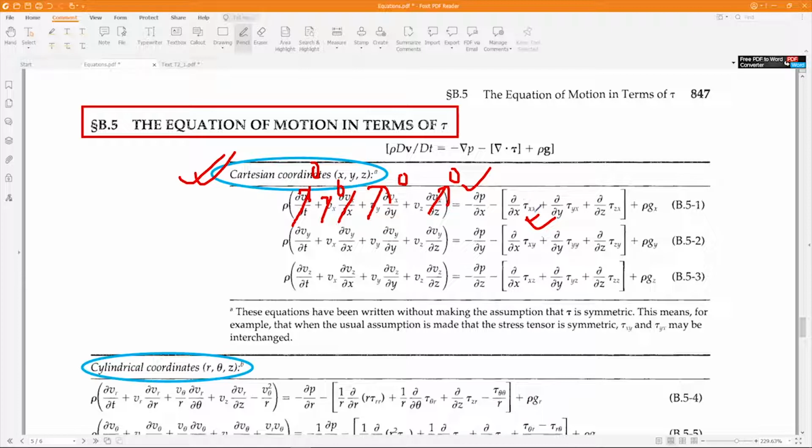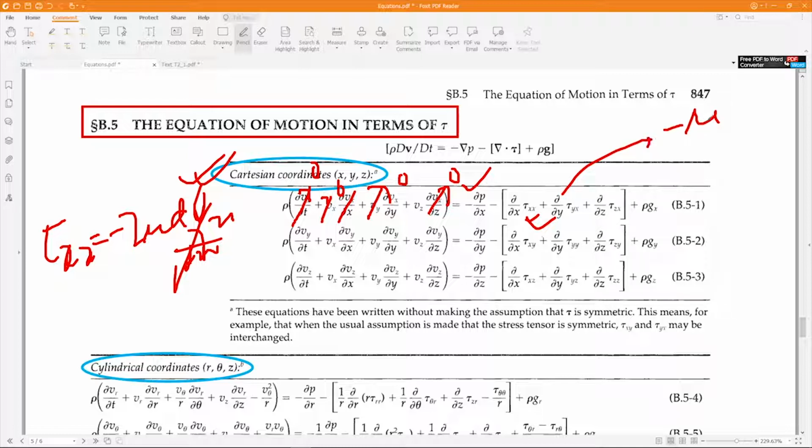What about tau xx? So tau xx, you have to calculate from tau xx is nothing but minus 2 mu dVx by dx. Again, it will be 0, right? Because Vx is 0. What about tau yx? So it will have the term minus mu dou Vx by dou y. Again, Vx is 0. Again, this will be 0 because Vx is 0, right?